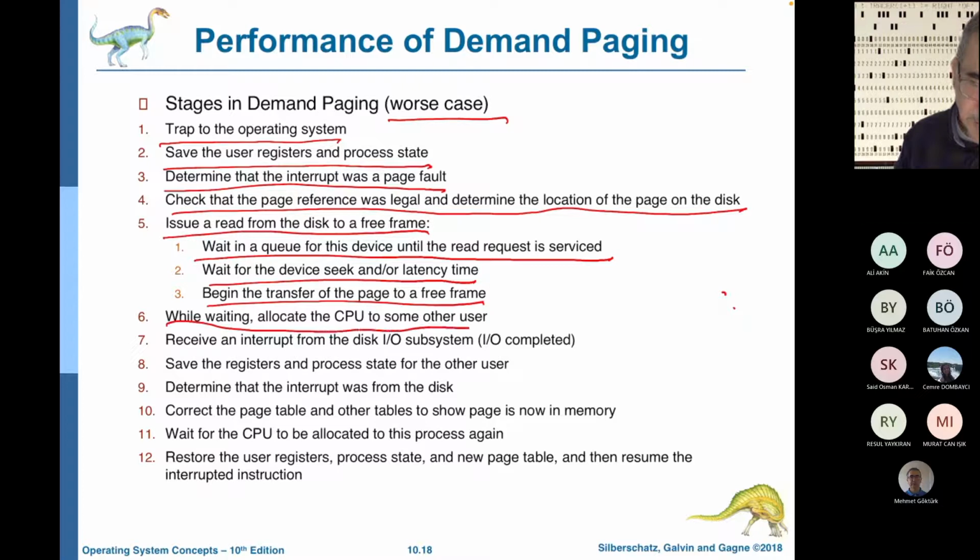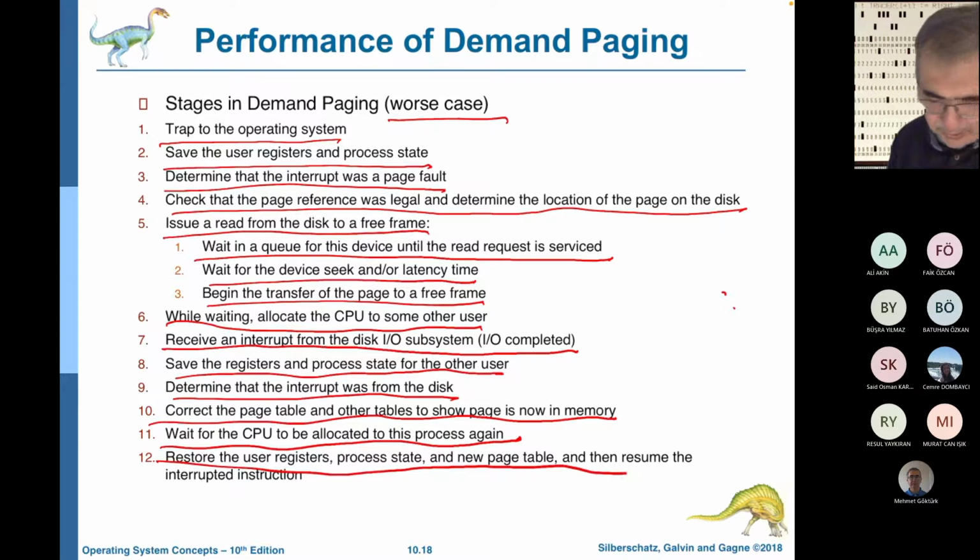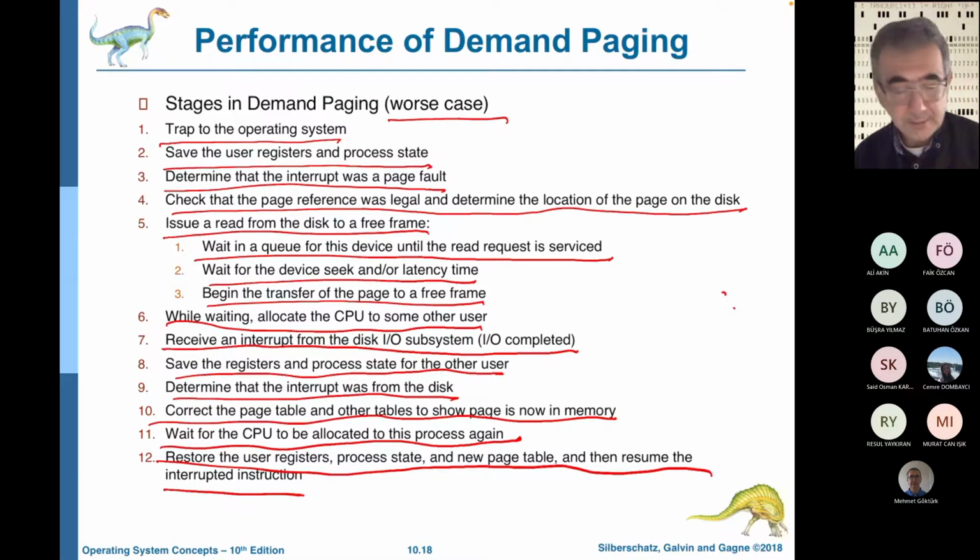While waiting, allocate the CPU to some other user because the CPU must be running. Receive an interrupt from the IO subsystem when the IO is completed. Save the registers and process state of the other user. Determine that the interrupt was from the disk. Correct the page table and other tables to show the page is now in memory. Wait for the CPU to be allocated to this process again. Restore the user registers, process state and new page table, and resume the interrupted instruction. So go back to the process, which is a lot.